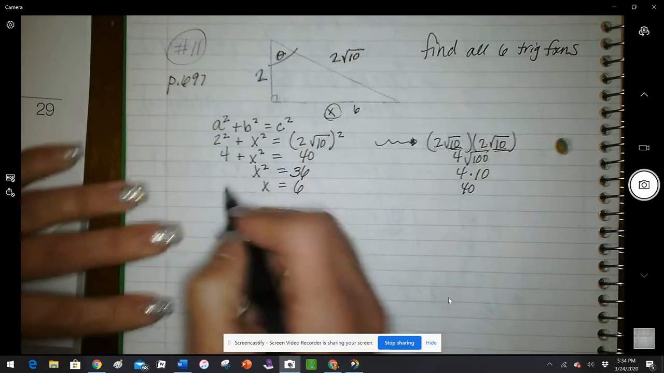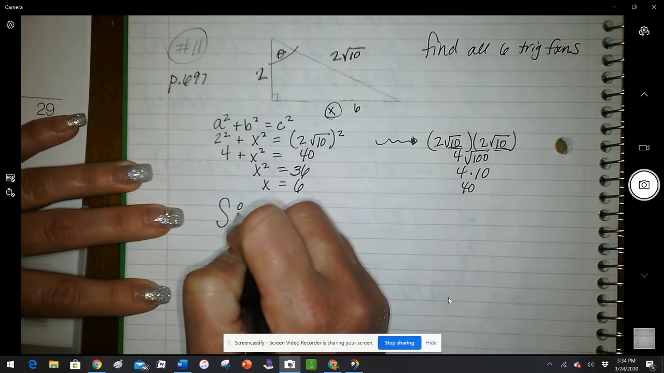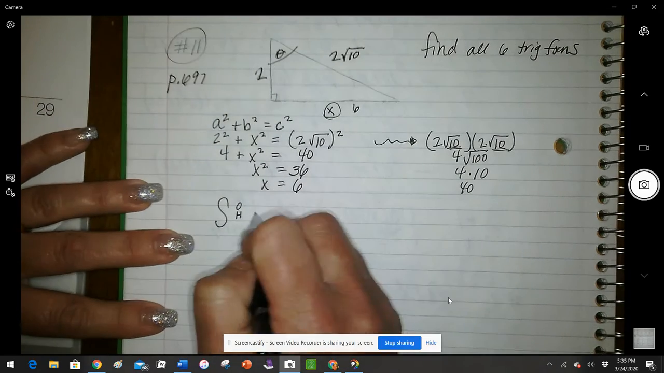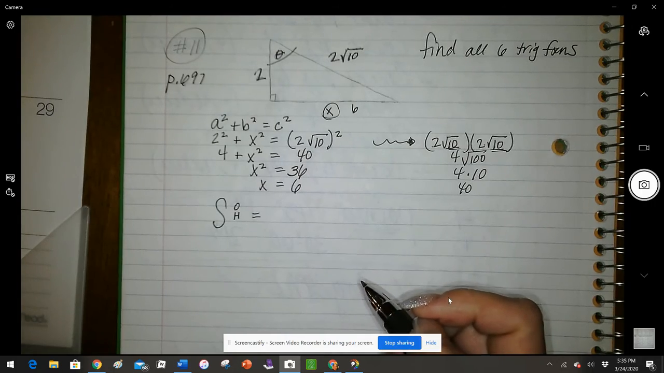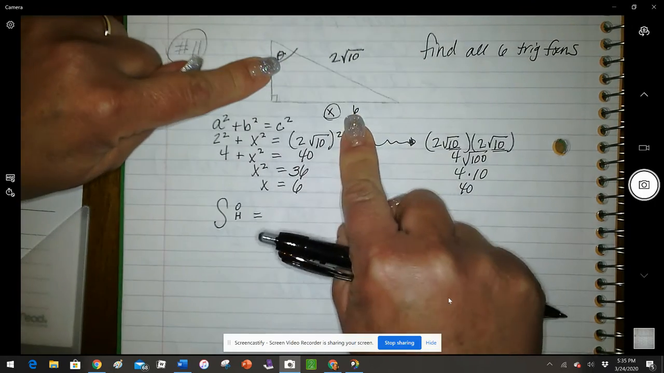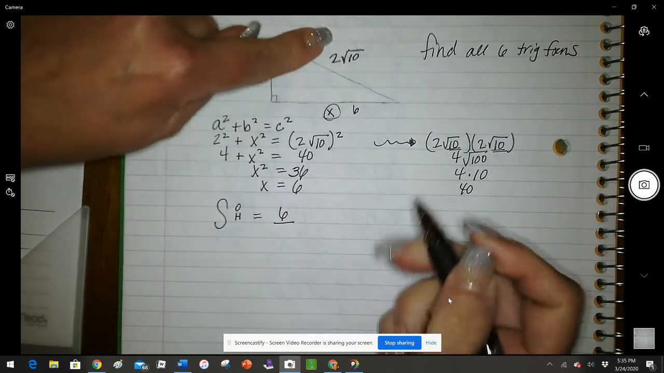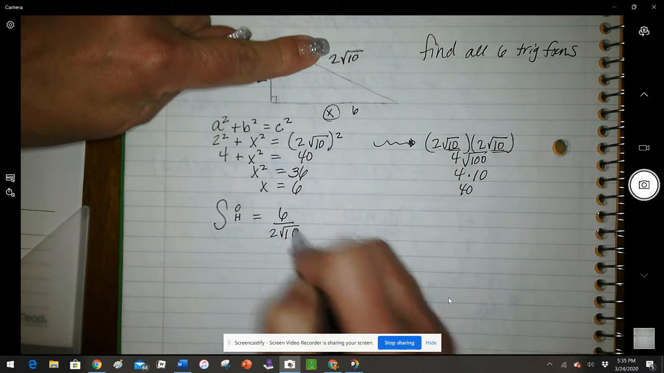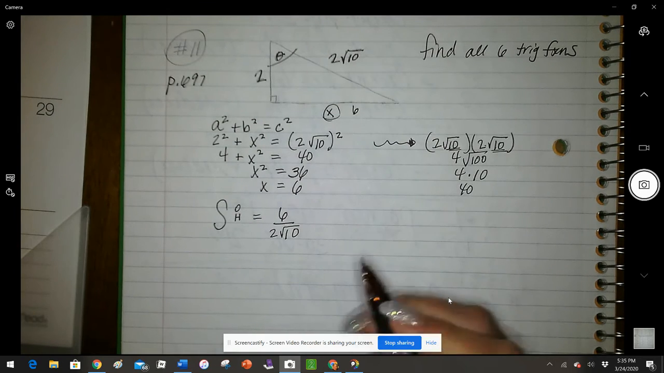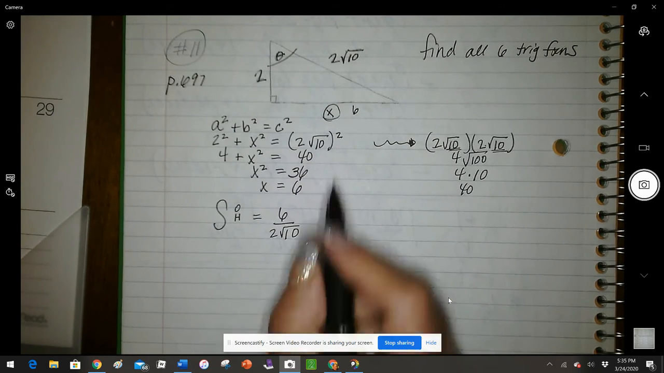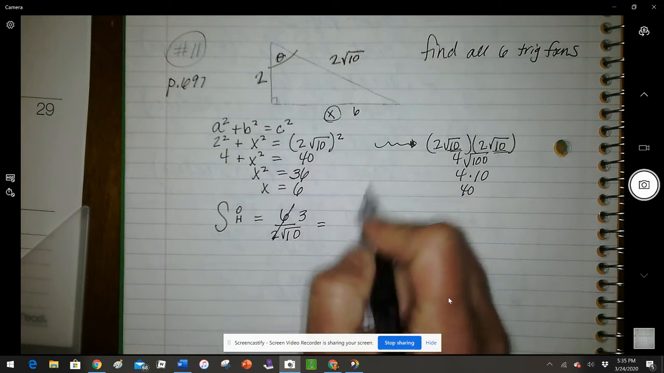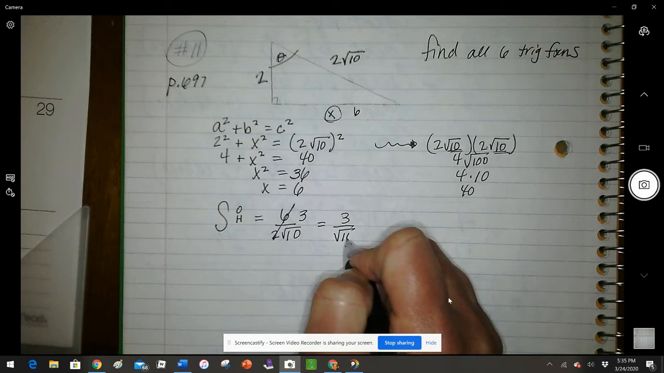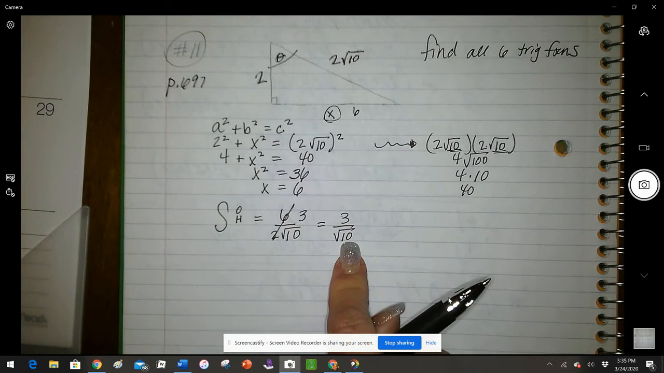Okay, so let's go through them. So sine is going to be opposite over hypotenuse. Okay, and so from my angle, I'm looking for the opposite, which is 6, over the hypotenuse, which is 2 root 10. And then I'm just going to simplify this. And this is the other thing that I think has been giving some people some problems. So 2 goes into 6 3 times. So this is 3 divided by root 10. Keep in mind, you're not allowed to have a radical in that denominator. You have to get rid of it.